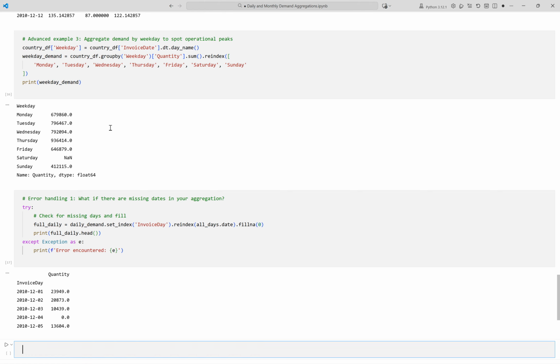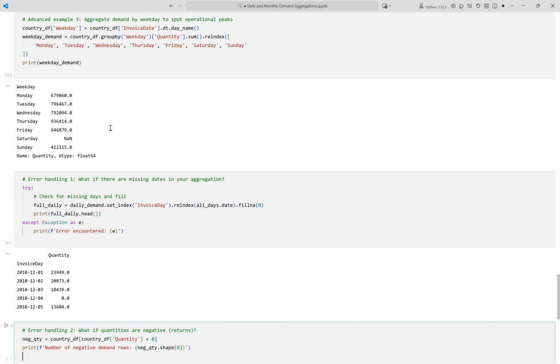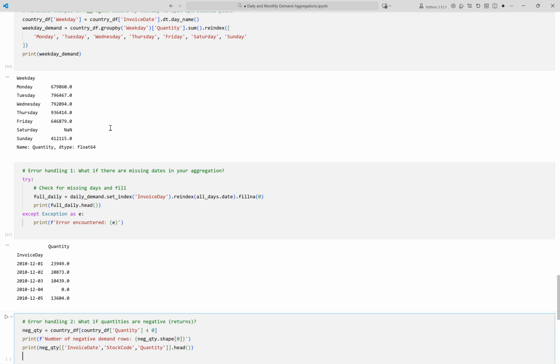Negative demand can appear due to returns or errors. We filter for sales transactions with negative return quantities. We count how many such rows exist. We print a few example records to check. You may need to handle or separate returns in real forecasts.